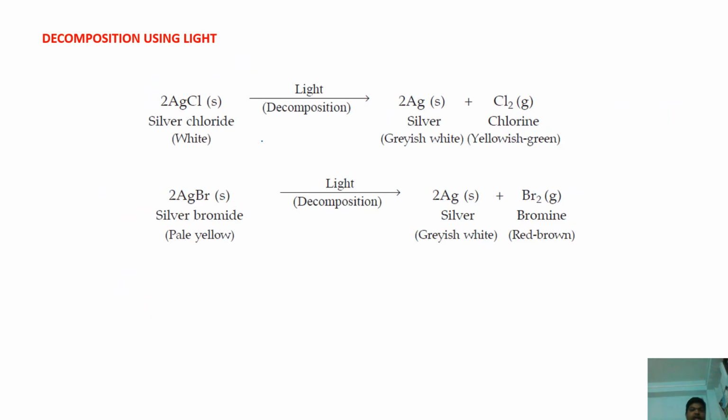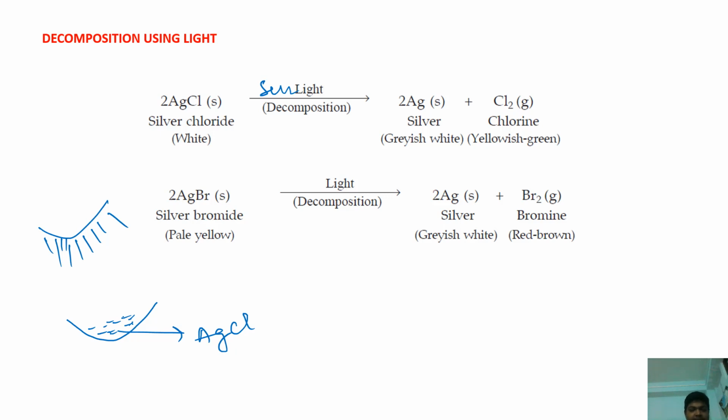Now, in the next case, there is decomposition using light. Whenever you do decomposition using light, obviously you are using sunlight. Suppose you have a china dish at your home and you place silver chloride in it. I am not able to draw the sun properly, but assume this is the sunlight which is incident on this china dish, on the silver chloride that I have placed here.